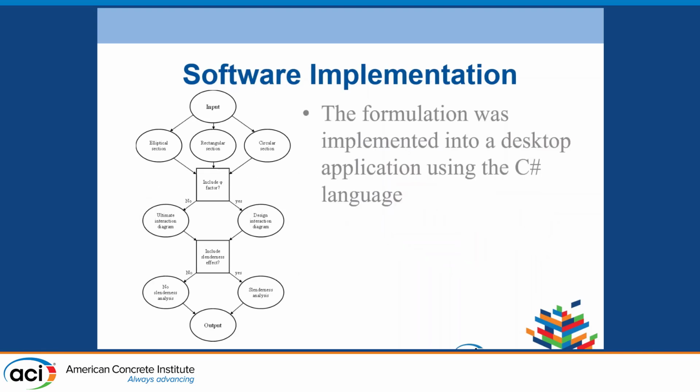Now, after we were done with our formulation, we implemented the solution into a desktop application using C# language. The full application is actually capable of doing more than just elliptical. We can do rectangular and circular sections, like the more standard sections, include the effective phi, and we can also do some slenderness analysis in accordance with the ACI moment magnifier method. But this study is just focusing on the elliptical sections because of their complex nature, and the fact that there's a lack of literature when it comes to how to tackle them.